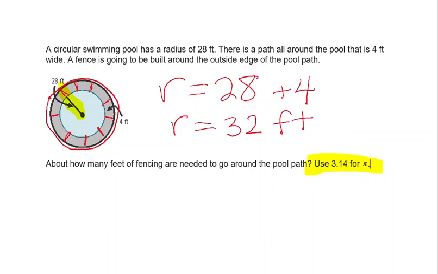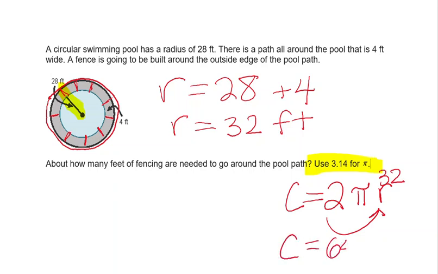Since I'm using radius, I'm going to go ahead and use the formula that is 2 times pi times radius. 2 times 32 is 64, and 64 times 3.14 would give me the amount of fencing needed to go around the pool path.